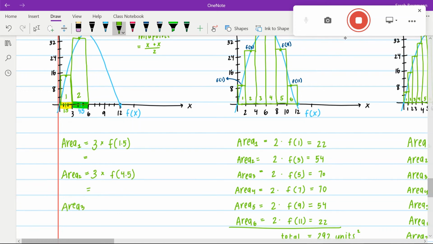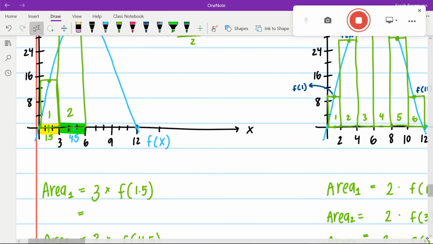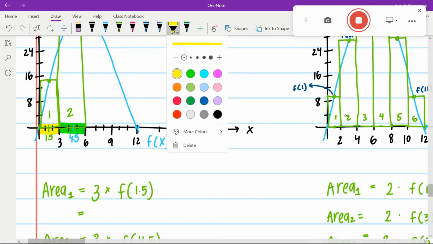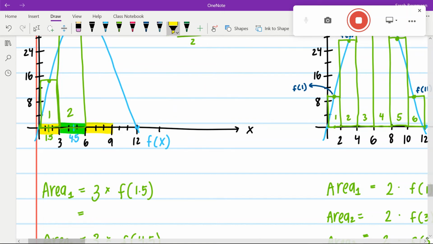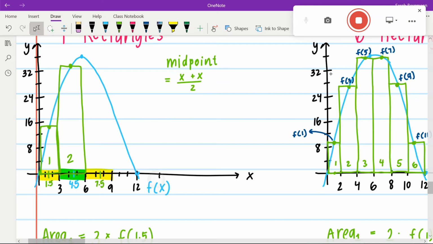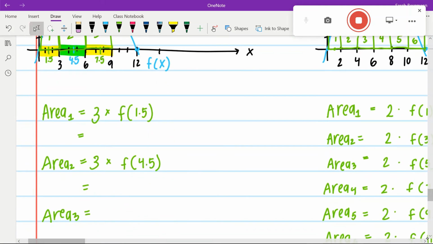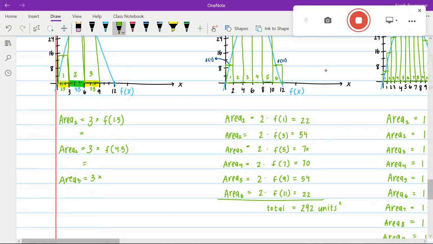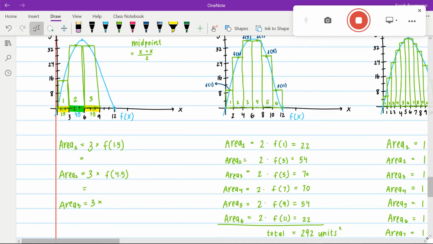The third rectangle is on this space from 6 to 9. The midpoint between 6 and 9 is 7.5. So I'll just estimate the height at 7.5. Looks like it's about right here. And I'll draw this rectangle in. There's my third rectangle. To find the area, the width is 3. The height I'll get by plugging in 7.5.